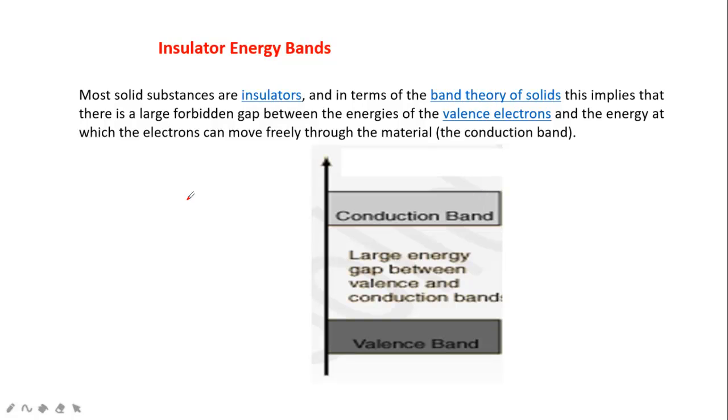Most solid substances are insulators. In terms of band theory of solids, this implies that there is a large forbidden gap between the energies of valence electrons and the energy at which the electrons can move freely through the material, that is the conduction band. You can see the diagram.